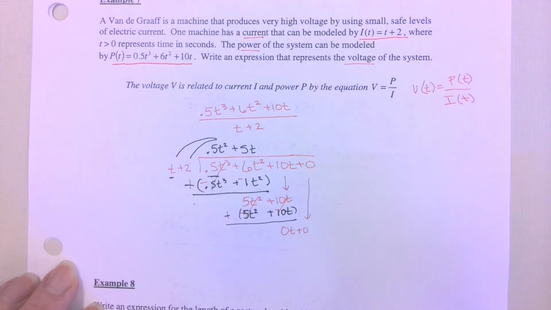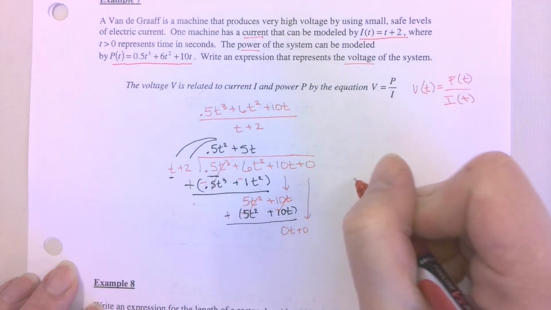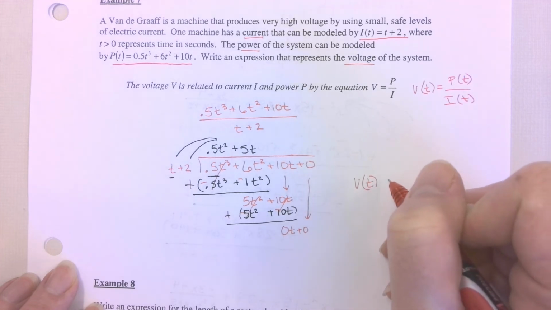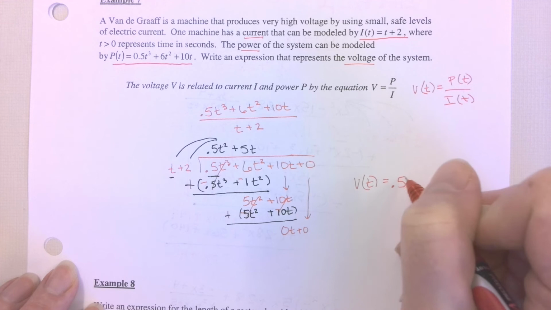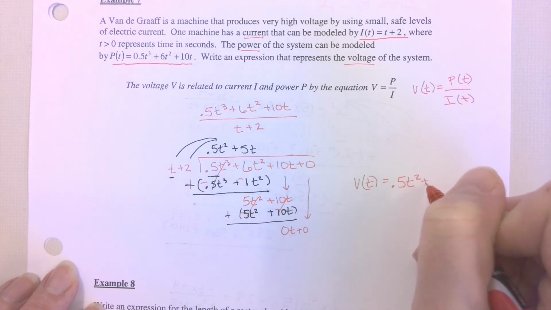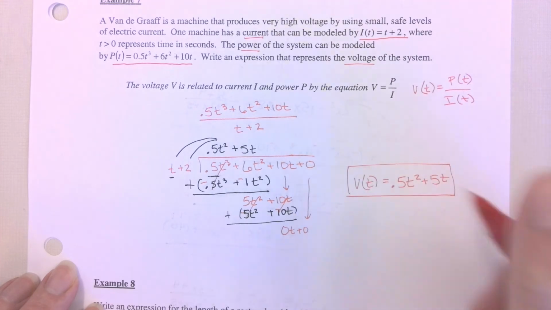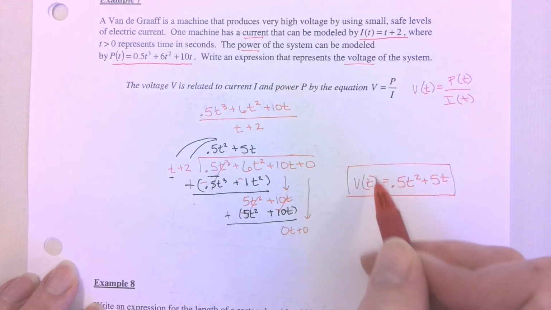since I have a remainder of 0. So the voltage over time, and remember t is time in seconds and it has to be greater than 0, is equal to 0.5 t squared plus 5t. Once you know the time in seconds, you plug that in and that will tell you your voltage.